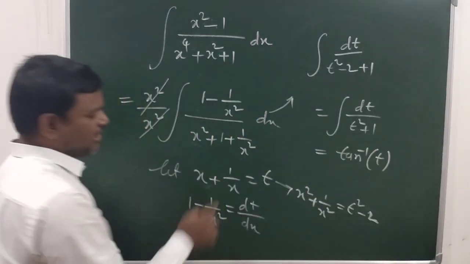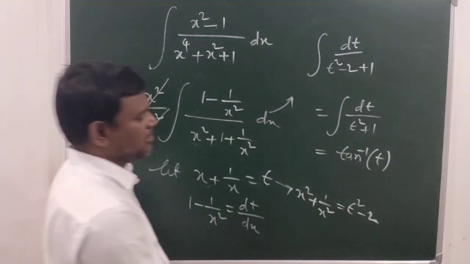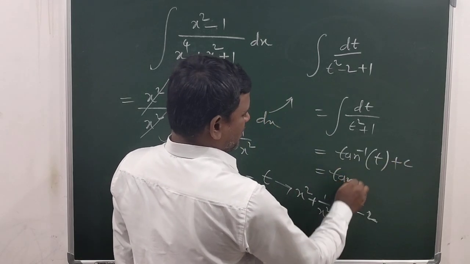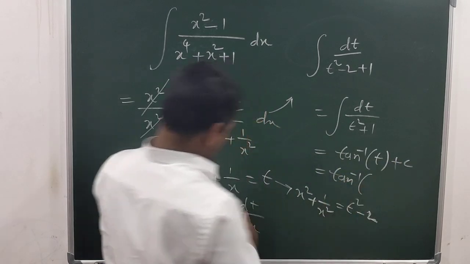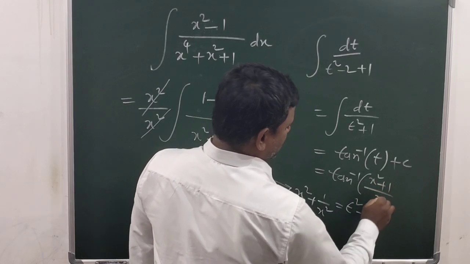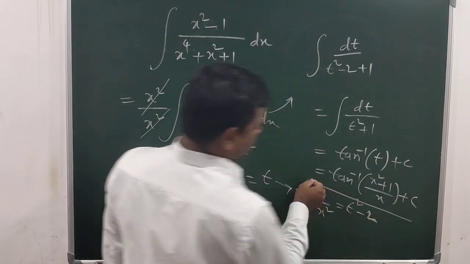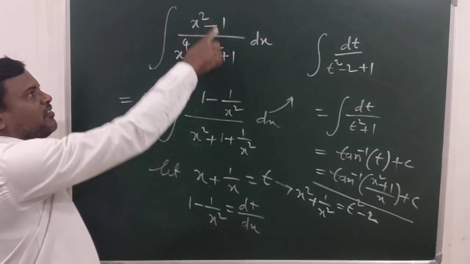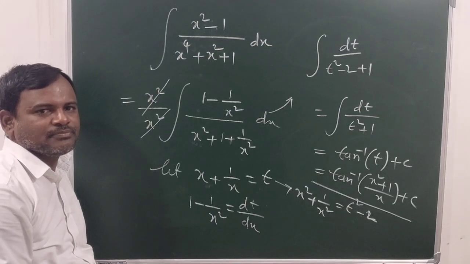So here what is t? x plus 1 by x plus c. So tan inverse of, so take cross multiplication. So you get x square plus 1 by x plus c. So this is your required integral value of this function.